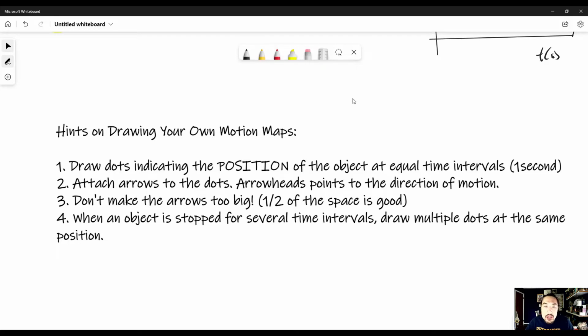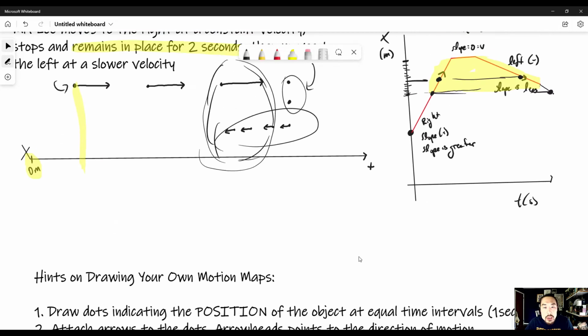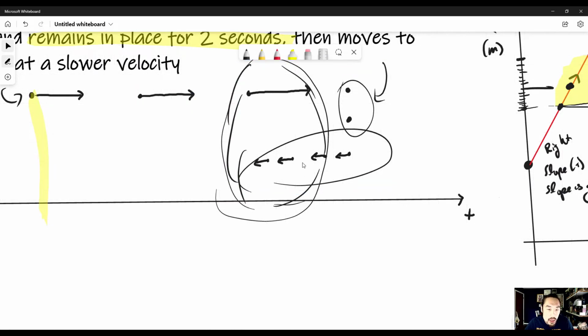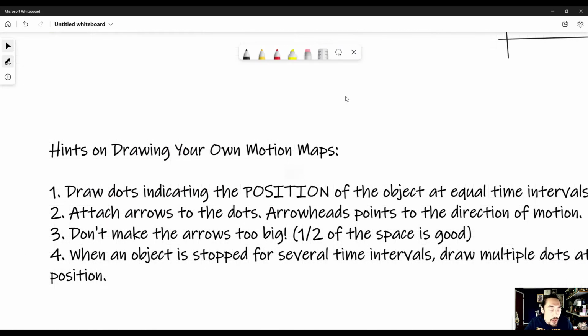Attach the arrows to the dots. The arrowhead points to the direction of the motion. Up here, you'll notice that my arrowheads point to the right, meaning I'm moving to the right. Here, my arrowheads point to the left, meaning I'm moving to the left. Don't make the arrows too big. Maybe half the size is pretty good. Remember, these are more generalized models to quickly show others what's happening.